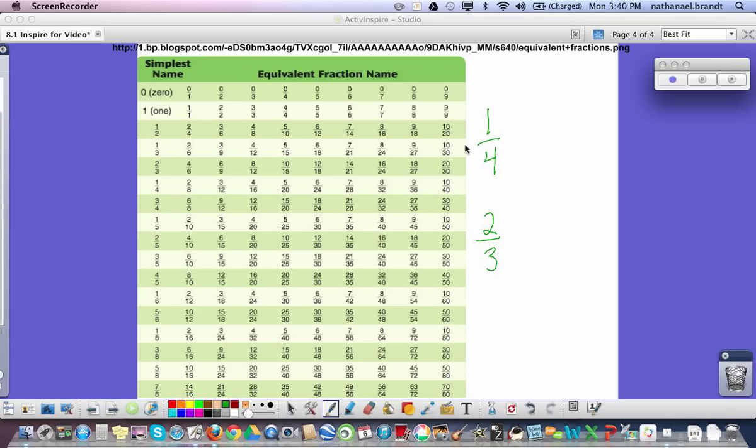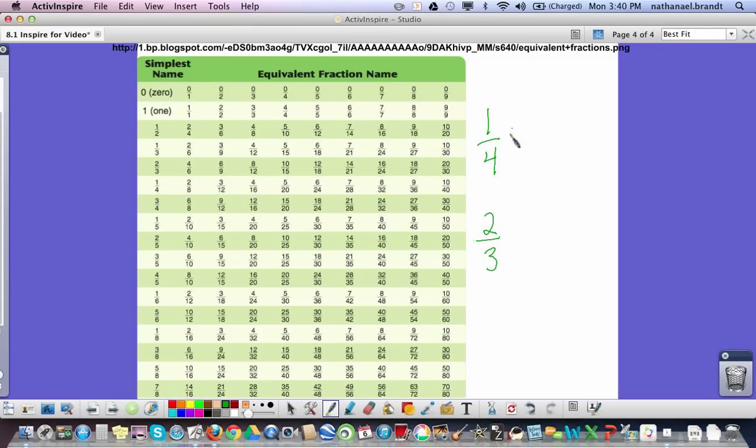So we're going to start with the fractions 1/4 and 2/3, and we want to find equivalent fractions of 1/4 and 2/3 that will have the same denominator so that we can compare and order the fractions later on. So let's start with 1/4, and we're going to look over here on our chart, and I've got 1/4 right here, and then I'm going to find 2/3 on my chart, and I've got 2/3 right there. So we need to look and find fractions where both 1/4 and 2/3 have equivalent fractions that have the same denominator.